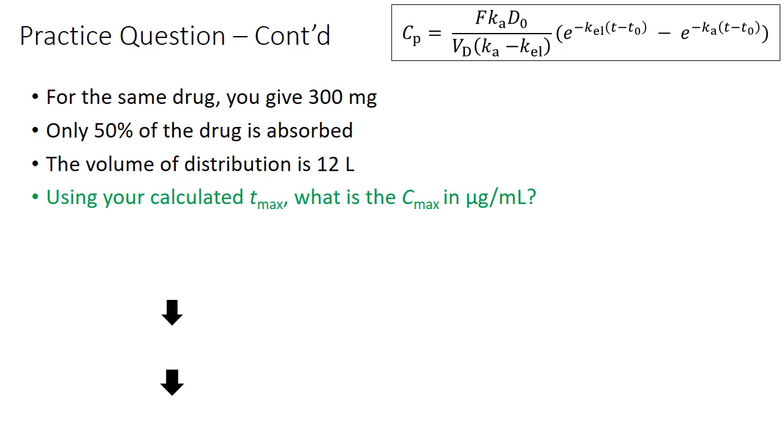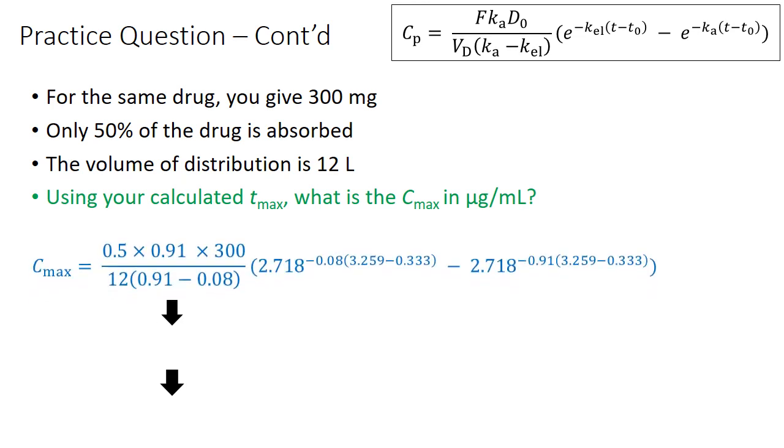So go ahead and pause that and try it, and I'll give you like 5 seconds, and then I'm going to go ahead and reveal it. All right, I'm going to reveal what I have now in terms of work. So Cmax, again, 0.5 times the absorption rate constant times the dose over the volume of distribution in liters, times the Ka minus Kel again. E is always 2.718. Of course, if you're using a calculator, you'll get more digits than that.